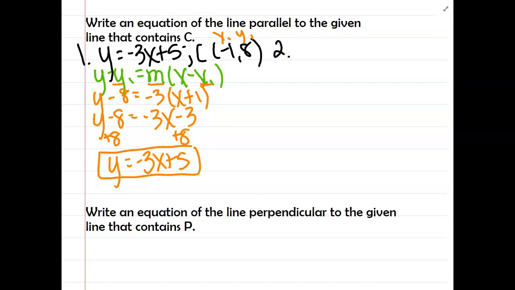I would say the two biggest mistakes that I see with point slope form is people switch the x's and the y's, okay, and then mess up on the signs. So just be really careful on those two things.